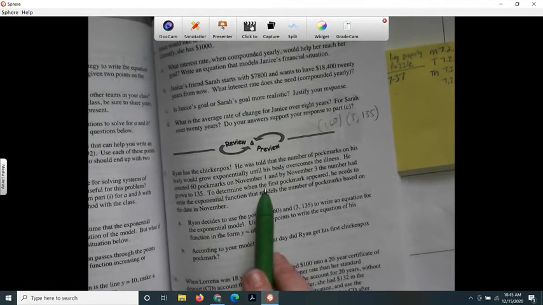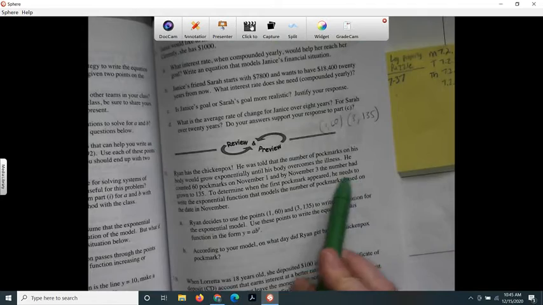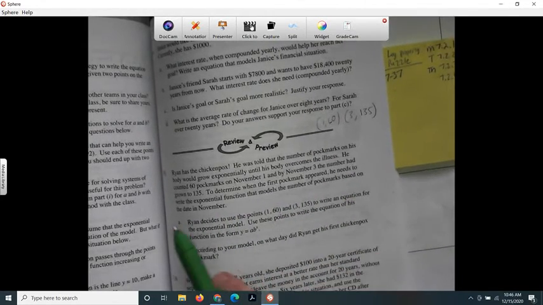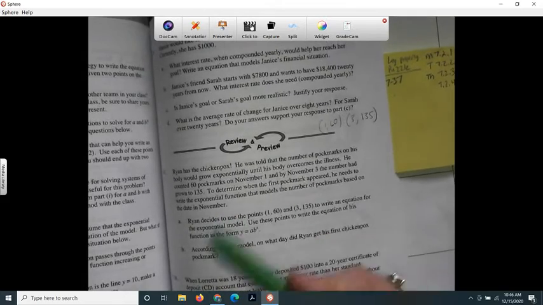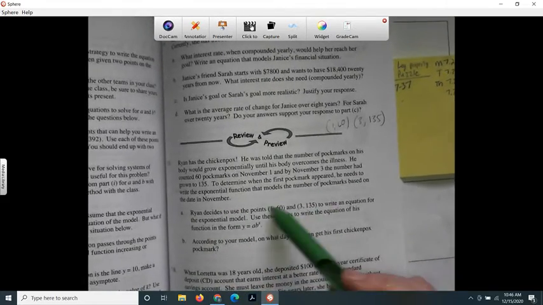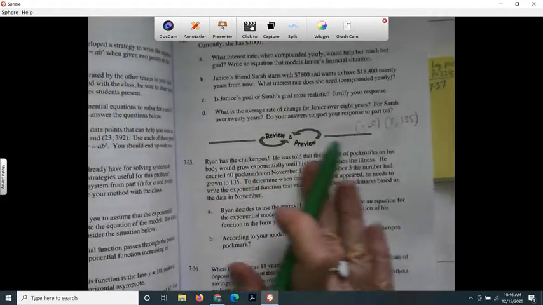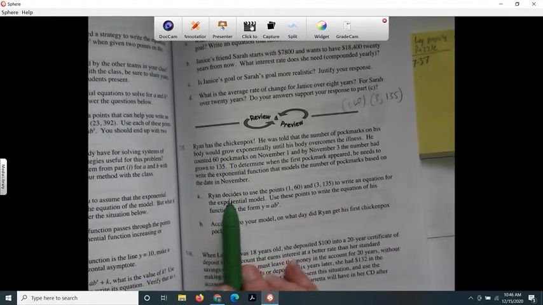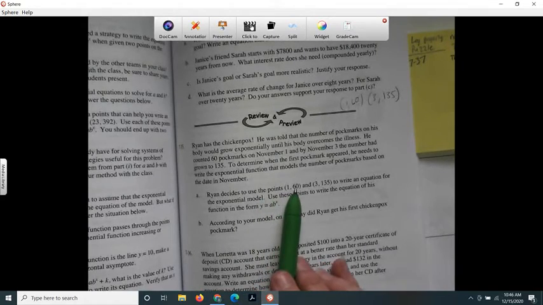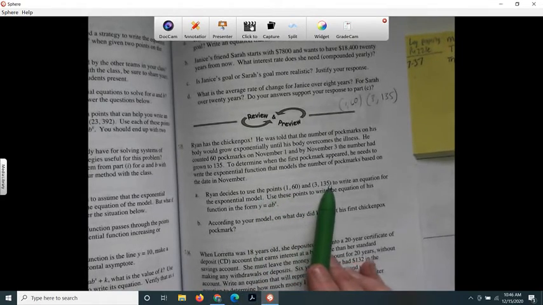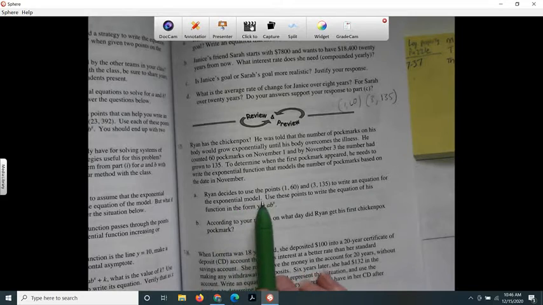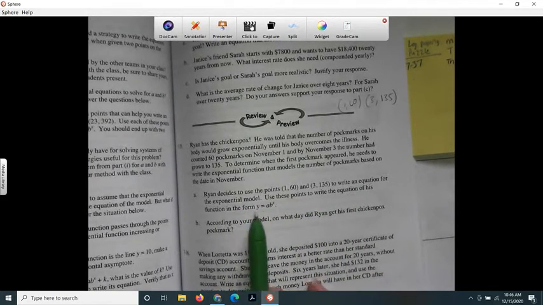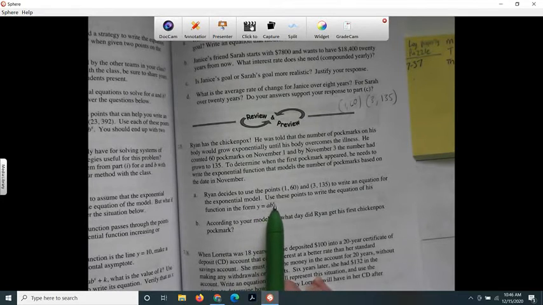To determine when the first pock mark appeared, he needs to write the exponential function that models the number of pock marks based on the date in November. This is the problem that I did in class, but if you missed class, then here it is again. Letter A says Ryan decides to use the points (1, 60) and (3, 135) to write an equation for the exponential model. Use these points to write the equation of his function in the form y equals a times b to the x.